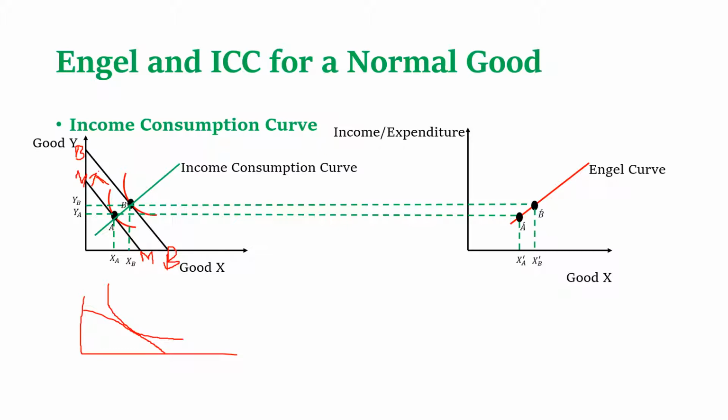A decline in wealth. The wealth of the consumer has fallen. So because it has fallen, what will happen is the budget line is going to shift towards the left. It is going to be parallel to this old budget line. Once it shifts to the left, you have the new indifference curve, which is that.